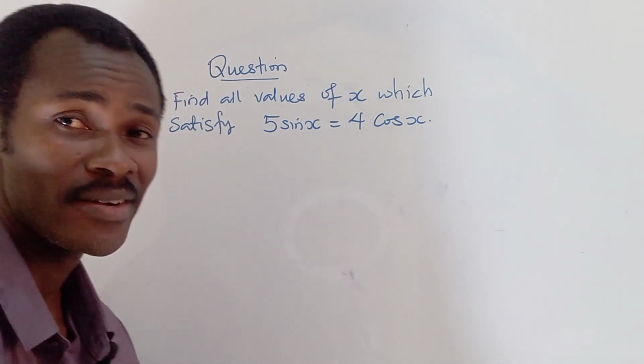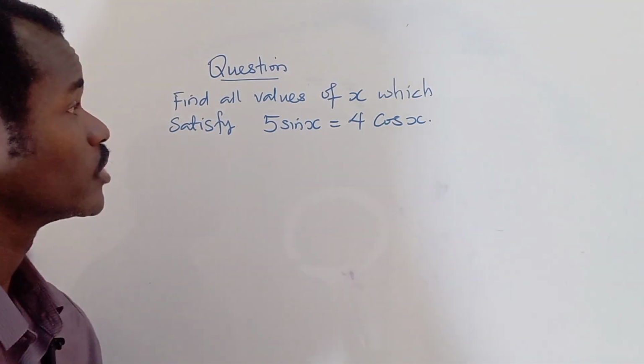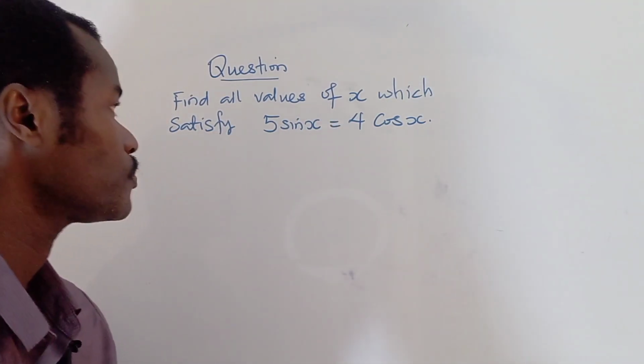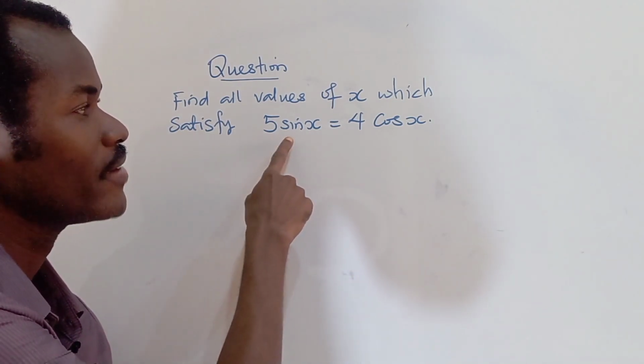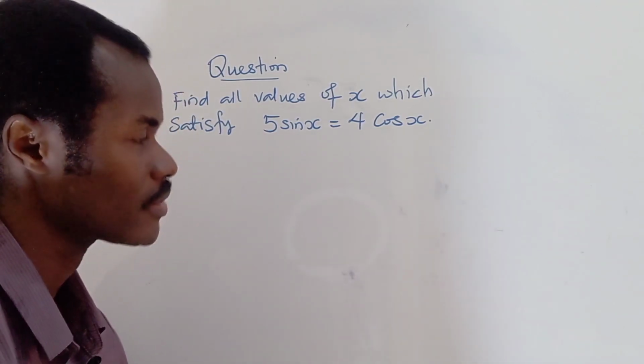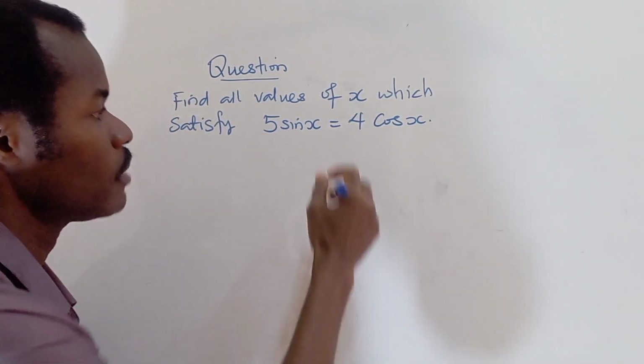Alright, so today we have a simple problem on trigonometry. It says we should find all values of x which satisfy 5 sine x equals 4 cos x. So how do we solve this problem?